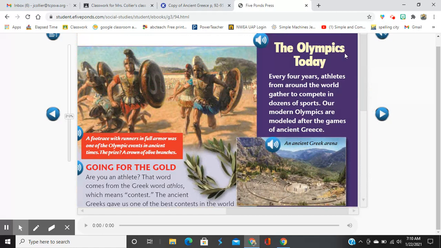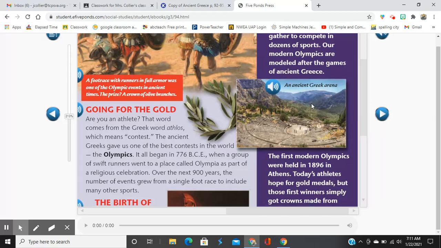I'm going to start here in the purple section that has the heading, the Olympics today. Every 4 years, athletes from around the world gather to compete in dozens of sports. Our modern Olympics are modeled after the games of ancient Greece. So here we have a picture, and it says an ancient Greek arena. So you have where the athletes would be down here in the center, and then you have where people would have sat to watch up here around the sides.